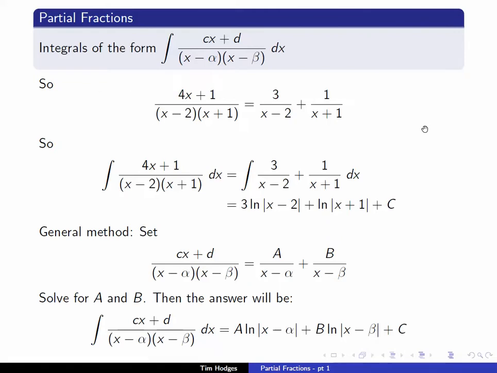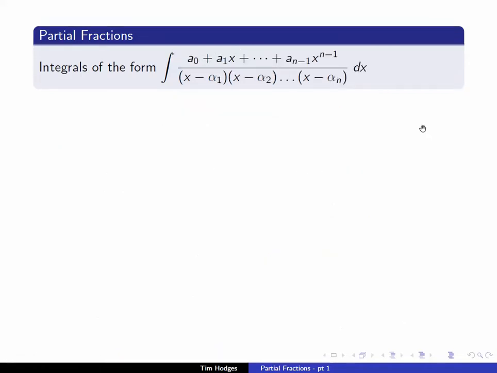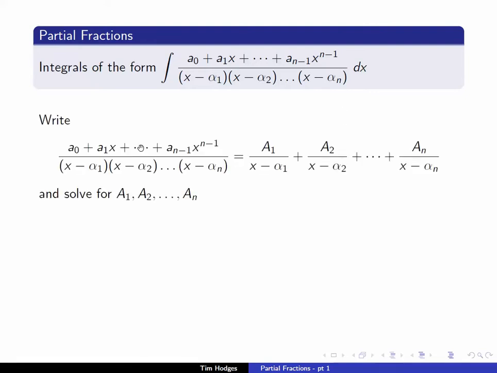Let's look at a slightly more general case. This is the case where the denominator is a product of distinct linear factors. So in this case, we're going to have n distinct linear factors, and we're always going to assume that the top is a polynomial of degree less than n. If the polynomial at the numerator is of degree greater than or equal to n, we have to do a little division, which we'll discuss at a later point.